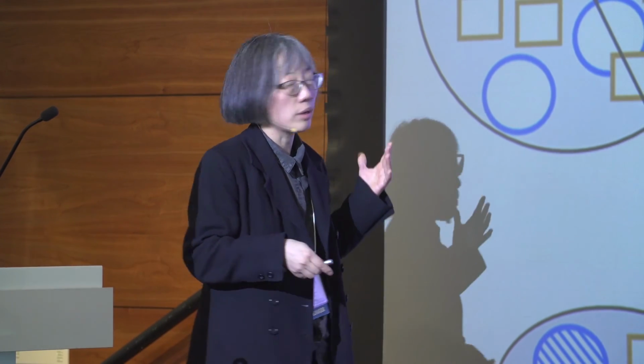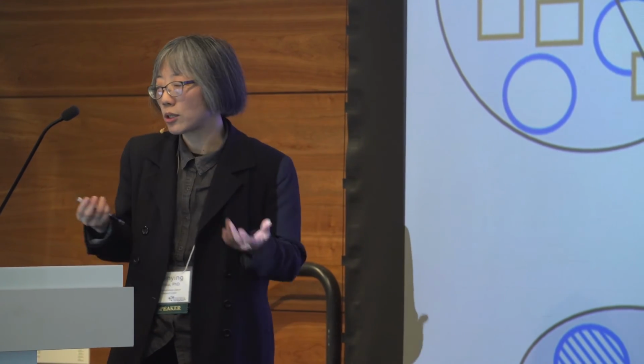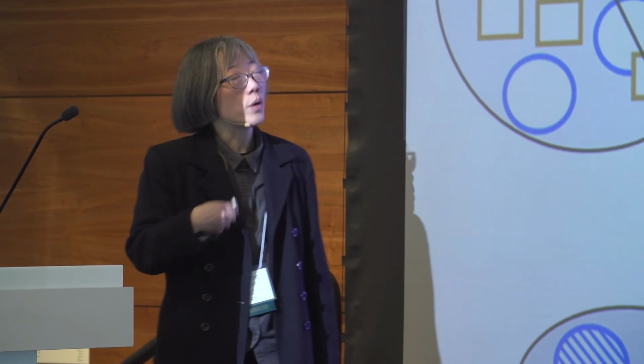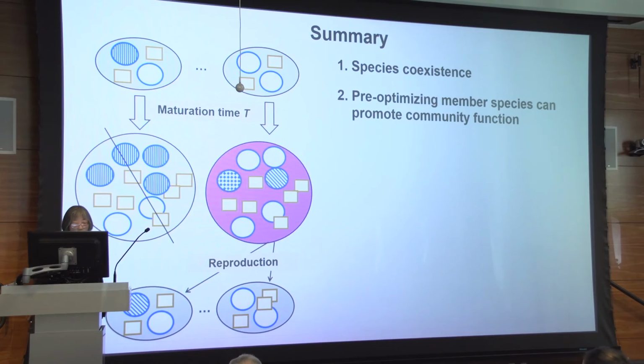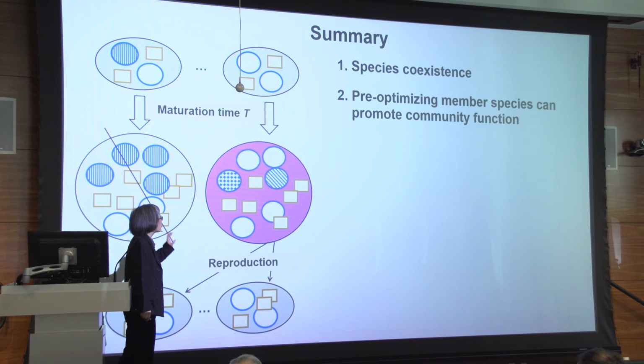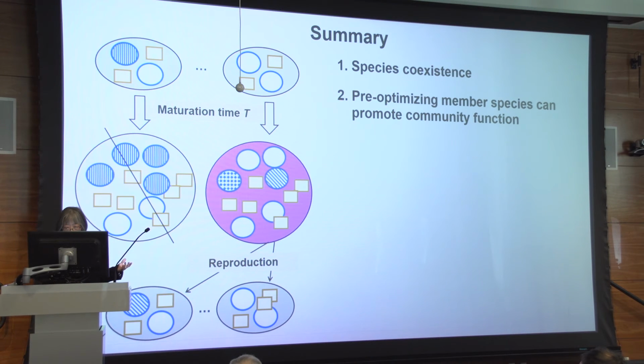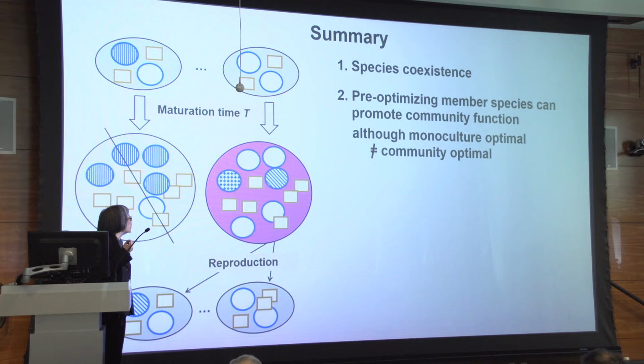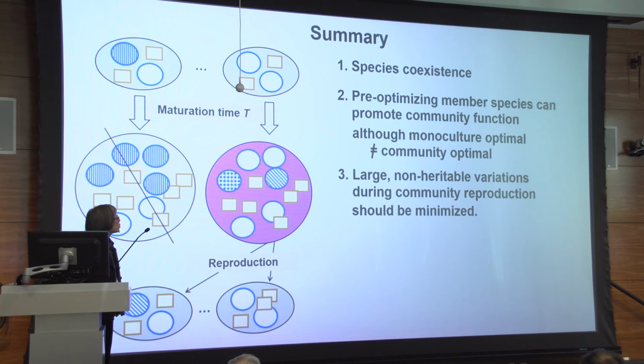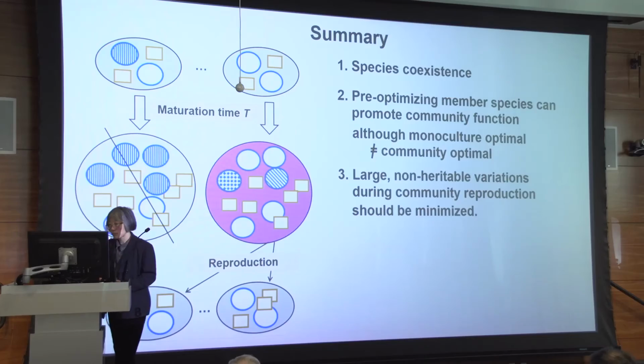So to summarize my talk, I told you a possibility of doing selection of microbial communities based on their function. Besides ensuring species coexistence and pre-optimizing member species in the correct manner to promote community function, although bearing in mind that monoculture optimal may not equal community optimal, we have to be very wary of large non-heritable variations during community reproduction, and these should be minimized. In our case, these fluctuations are caused by randomness associated with partitioning adult community into newborns.